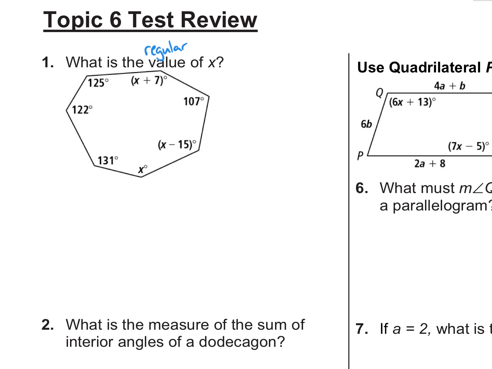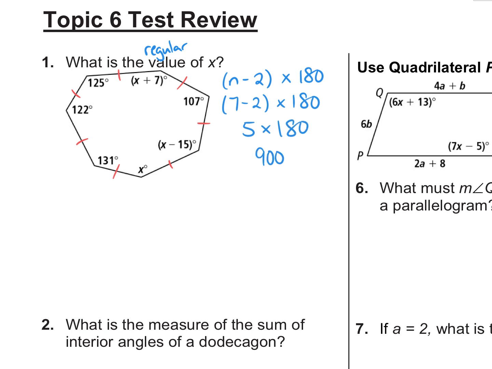How do I find what all of them add up to? What's the formula? Yep. So we're going to use n minus 2 times 180. What does n stand for? Number of sides. So I'm just going to count how many sides there are. 1, 2, 3, 4, 5, 6, 7. So I plug in 7 for n. 7 minus 2 times 180. 7 minus 2 is 5. Make sure you do that part first. 5 times 180 is 900.